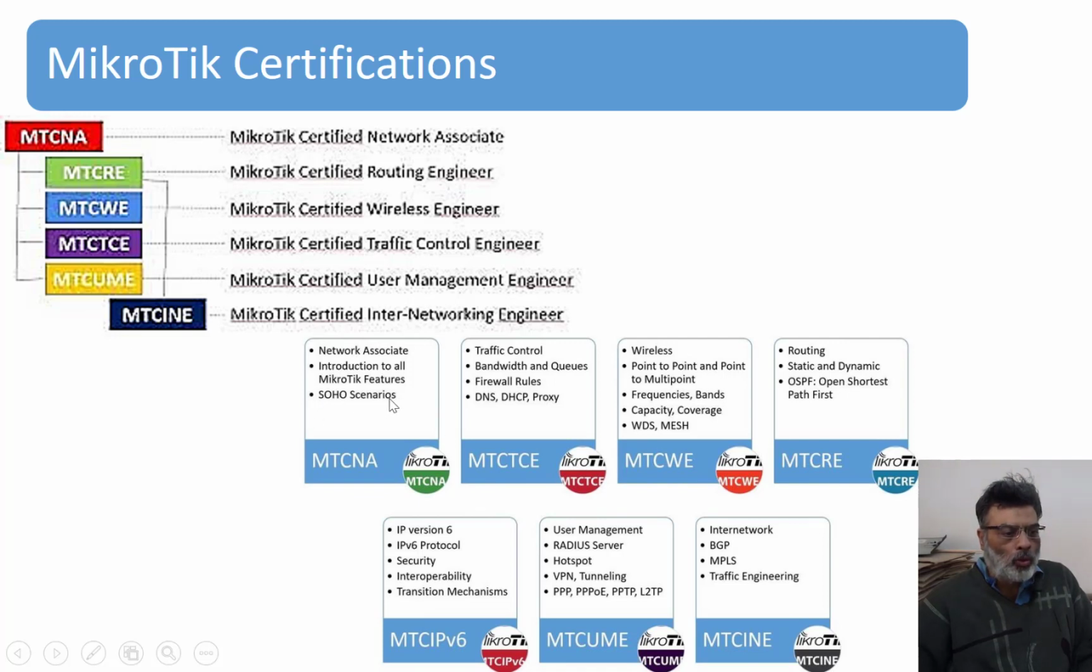So it will cover SOHO scenarios. Basically, what does it mean? SOHO means small office, home office scenarios. So in this lecture series, I will discuss scenarios related to a small office or medium type of office. After that, we can have another certification which is called MTCTCE. MTCTCE is related to the Certified Traffic Control Engineer.